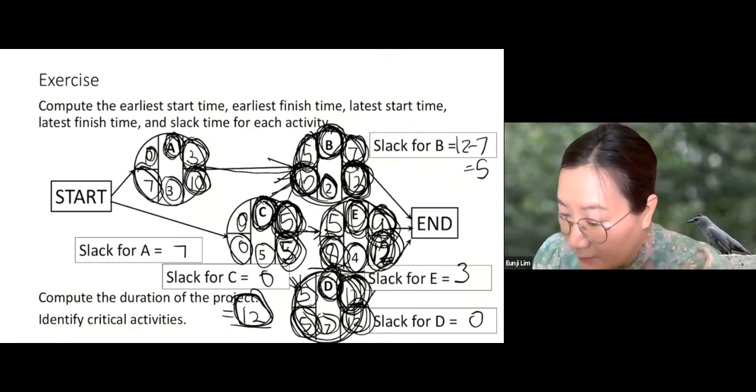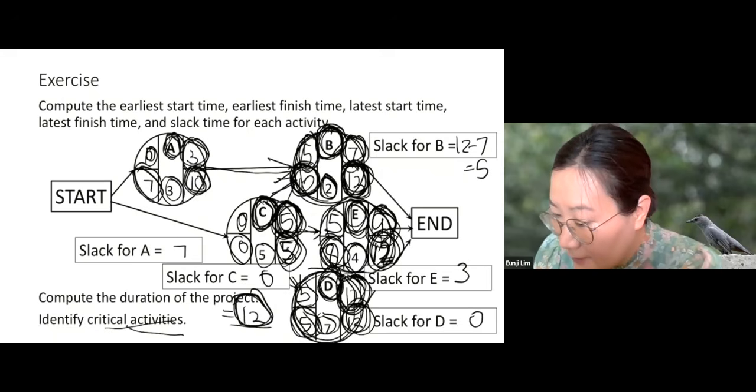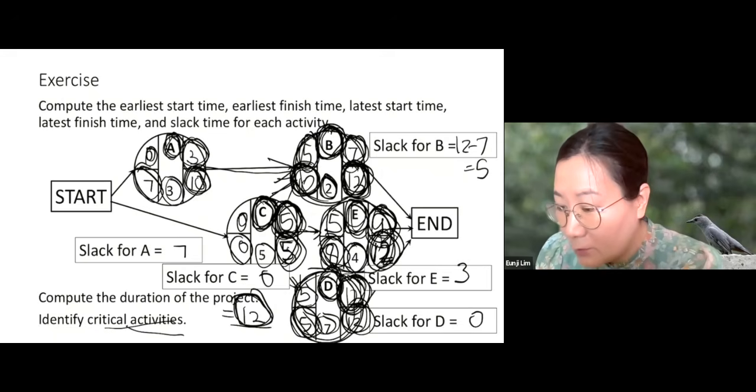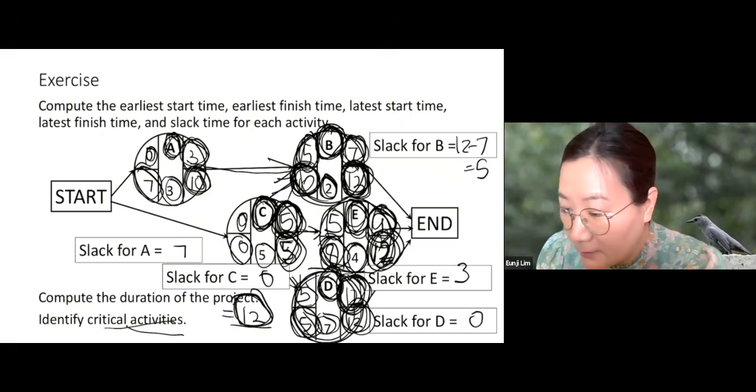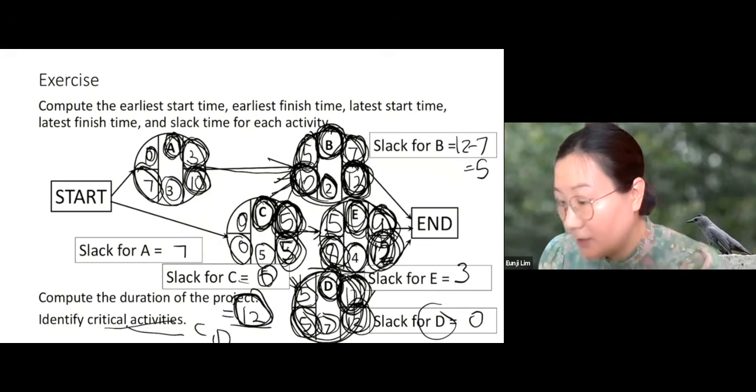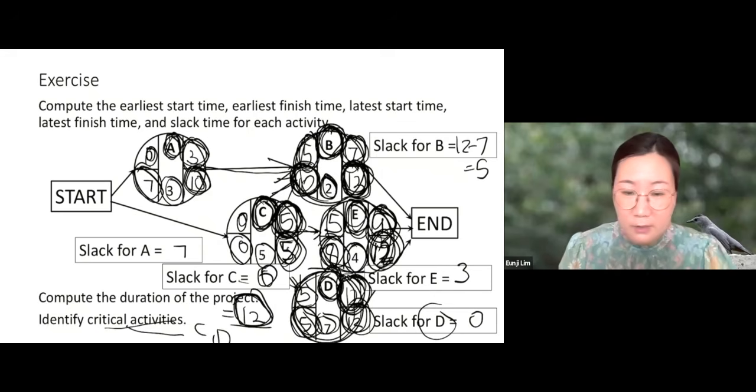Next, identify the critical activities. The critical activities are the ones with 0 slack, right? So what activities have 0 slack? C and D. C and D, these are the critical activities.